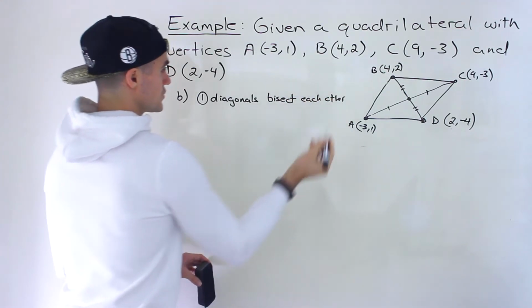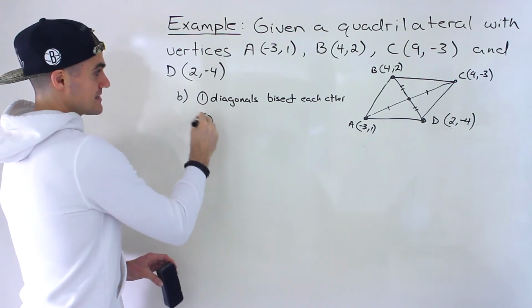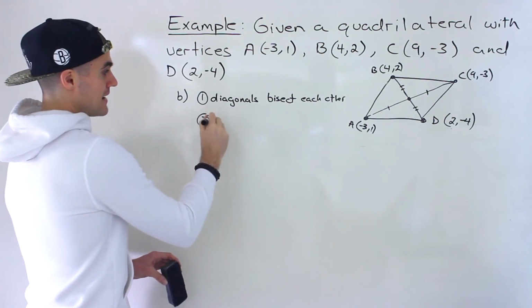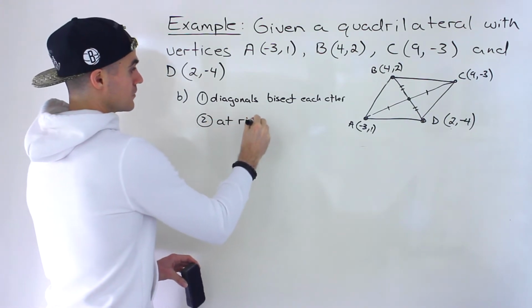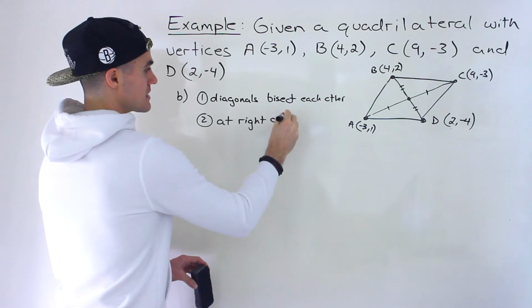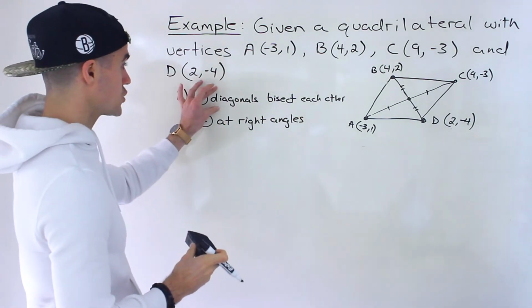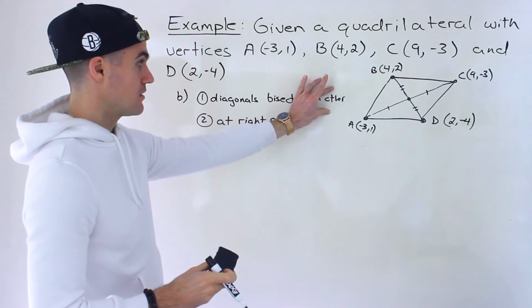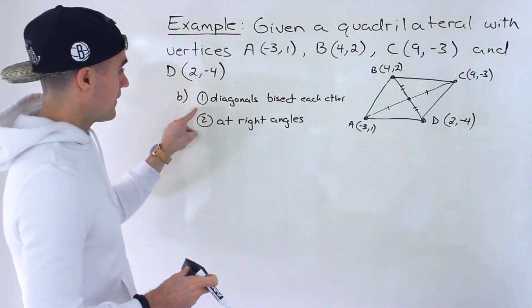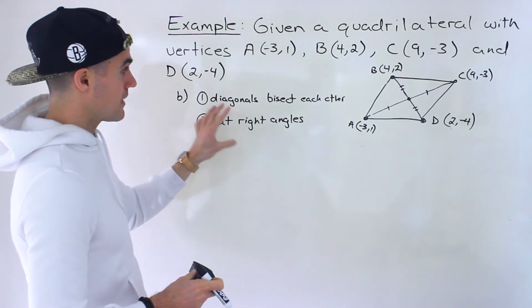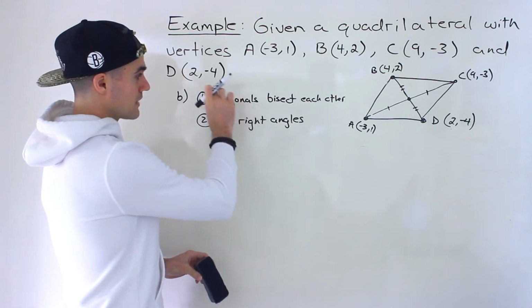So that's the first step that we're going to go through. And then the second step is that they bisect each other at right angles. Okay, so we're going to split part B up into two steps. We're first going to show that the diagonals bisect each other, which is going to be really simple. And then in part 2, we're going to show that they bisect each other at right angles. And then for 2, okay, let's go actually through these one by one.